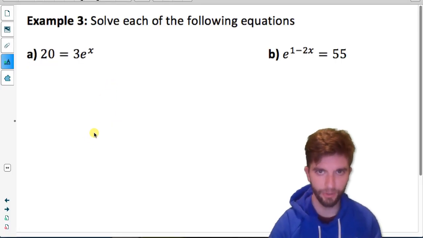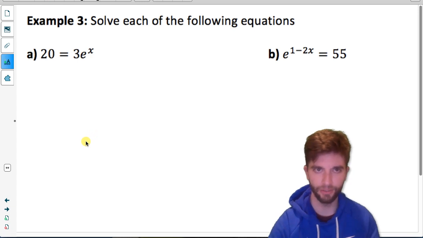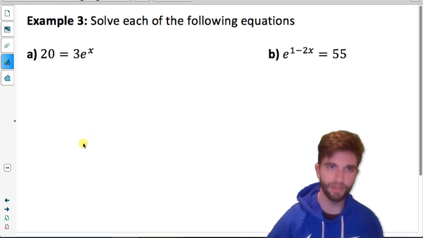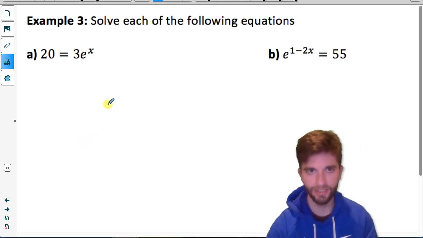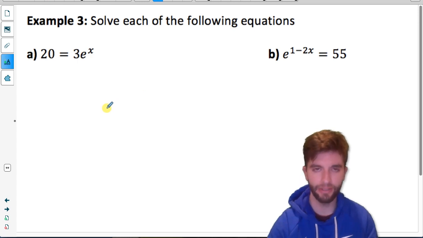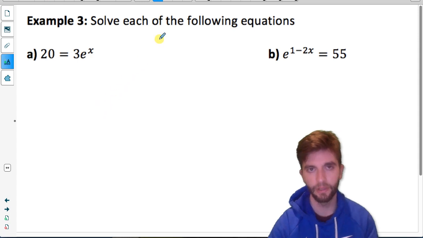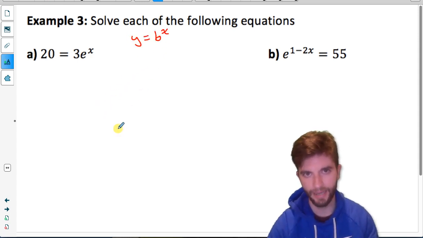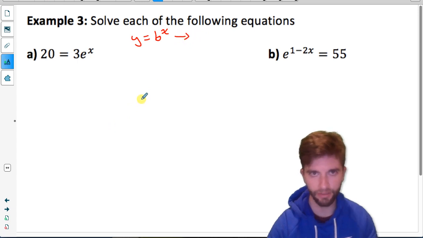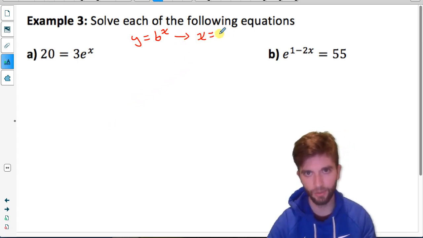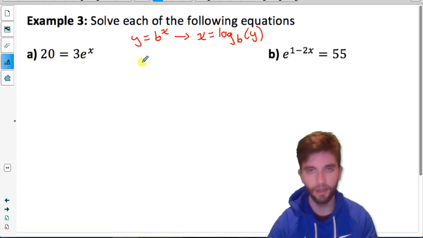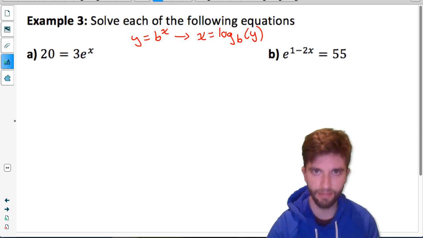Okay, let's move on to example 3, where we're going to solve some exponential equations. So when solving exponential equations, you're going to definitely need to remember how to transition between a logarithmic and an exponential expression. So if we had an exponential expression, y equals b to the power of x, we could write an equivalent expression in logarithmic form by writing x equals log base b of y.